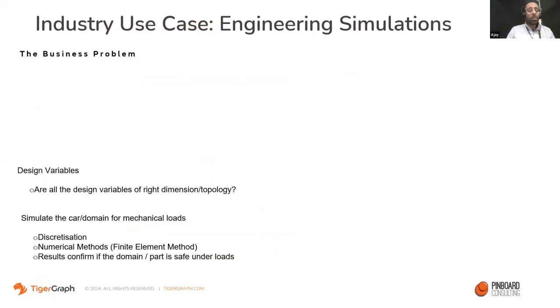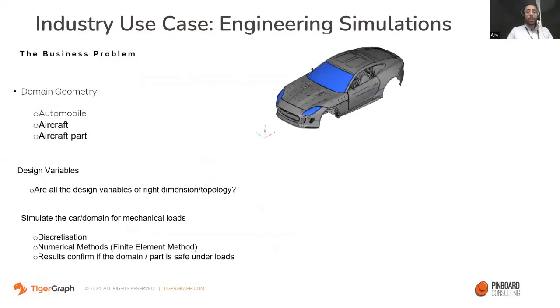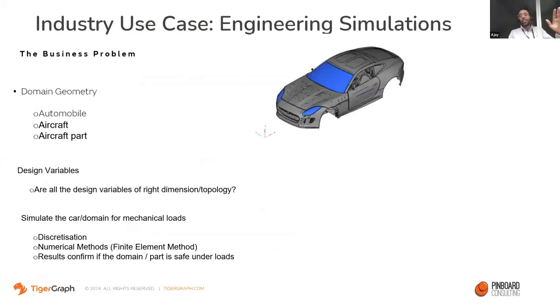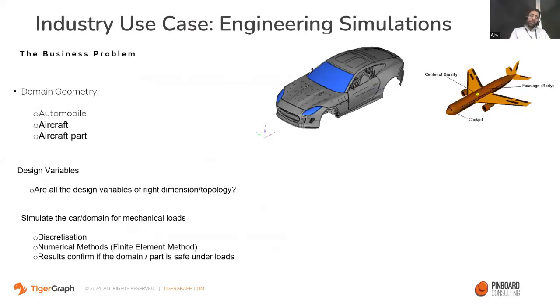Right. So I'm going to talk to you about another industrial use case that's about engineering simulation. So before we go deep dive into the use case, let's define the business problem first. So let's say that I have a geometry. That geometry might be of a car, or that geometry might be of an aircraft. And before this design, let's say that I have a conceptual design, how the shape of my car is going to be, or how my aircraft shape is going to be, or a fuselage shape is going to be.